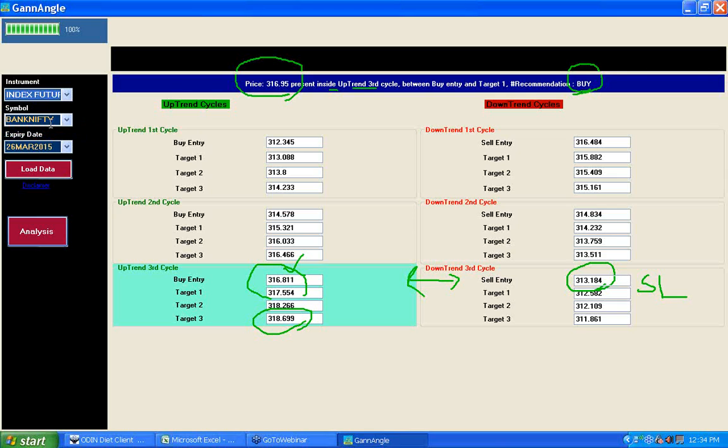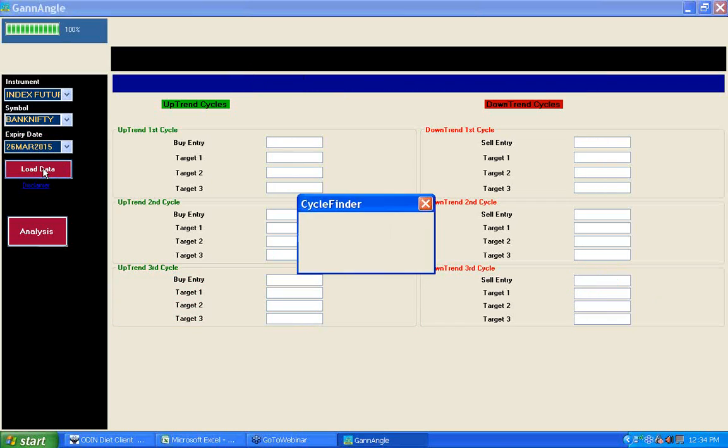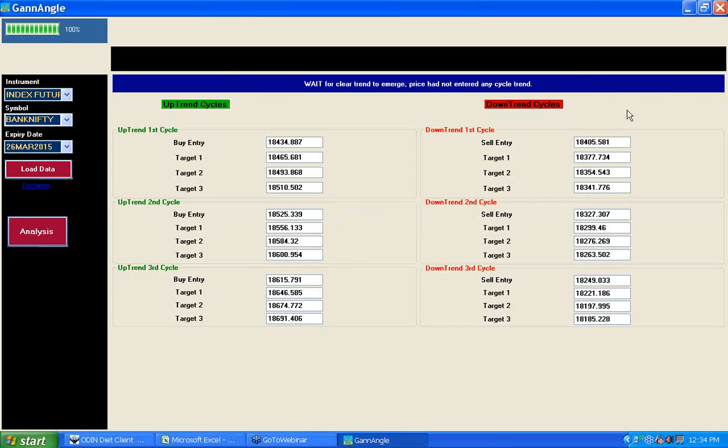Let me choose one index future. I have chosen the Bank Nifty, 26th March expiry. I will go for load data, and then analyze the price. It is telling that the current price is not in any trend now. It advises that you must wait for one clear trend to emerge, and only then can you make a buy or sell decision. It is not in any cycle now.